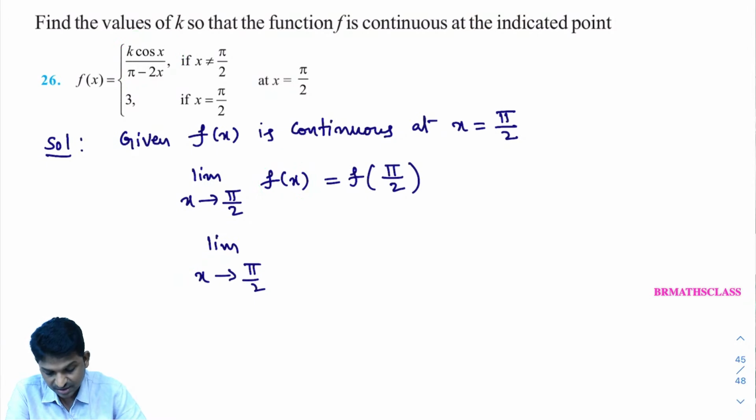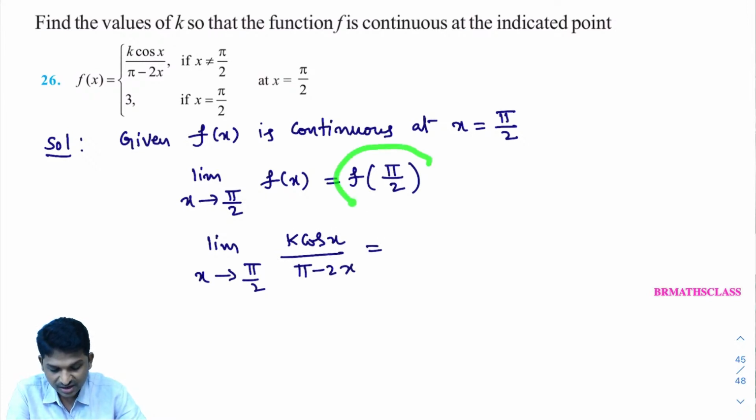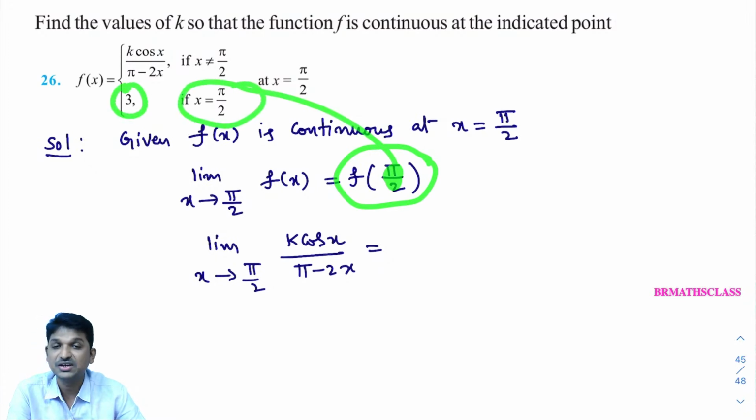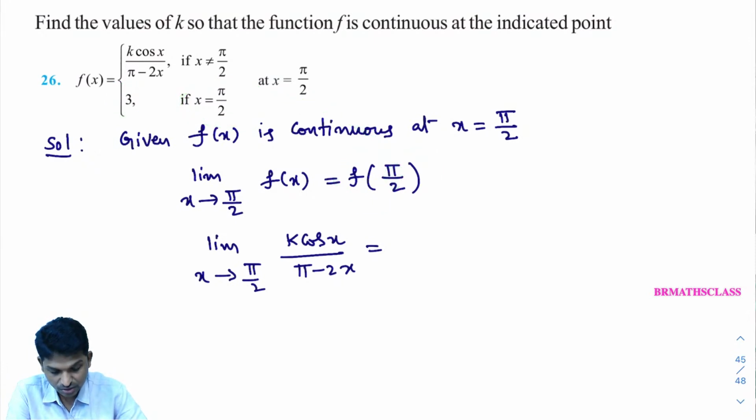So here in place of f of x, what I'll write, what is the function? k cos x divided by pi minus 2x. This is the function. Equal to, here f of pi by 2, in place of x, pi by 2 is there. When x equals pi by 2, what is the function to choose? The function is 3. That is what they gave in the question. So I'll write f of pi by 2 is 3.